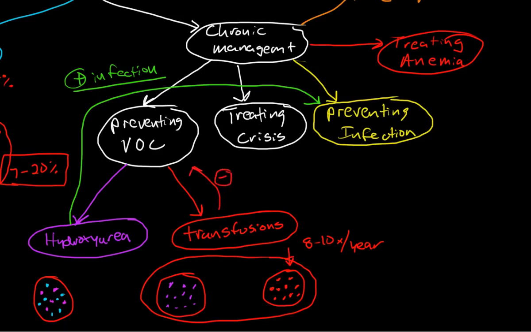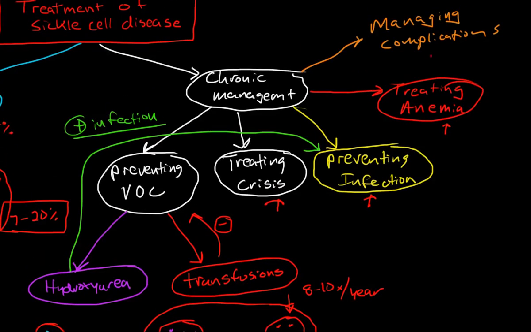Okay, so in my next video I'm going to talk about how to treat crises when they occur, how to prevent infections, how to both treat anemia and prevent anemia, and I'm going to talk about managing complications of vaso-occlusive crises and the chronic complications of sickle cell anemia.